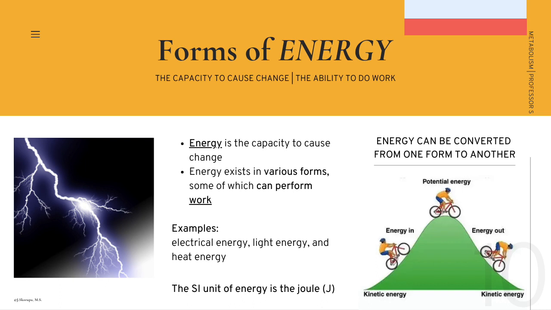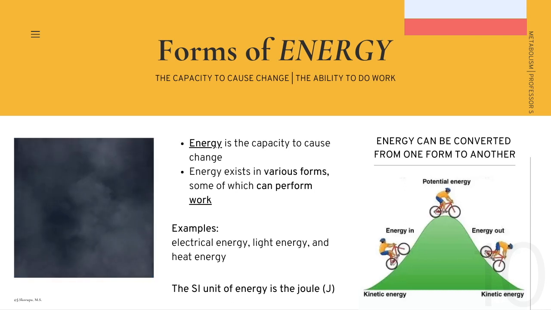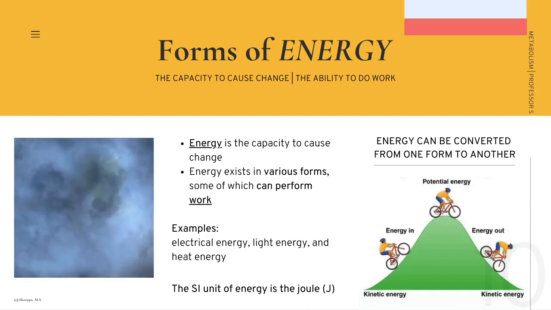As I mentioned, virtually every task performed by living organisms requires energy. But what is energy? Energy is the capacity to cause change. Very simple, right? You already know that energy exists in various forms, and you probably can list a few of them. Some of these forms of energy can perform work. Work is a term you'll see often associated with energy science, especially when you get to physics. When work is performed by a system, it just means that energy is transferred by the system to its surroundings. So energy is the capacity to cause change and/or the ability to do work. Examples of energy are electrical energy, light energy, and heat energy.